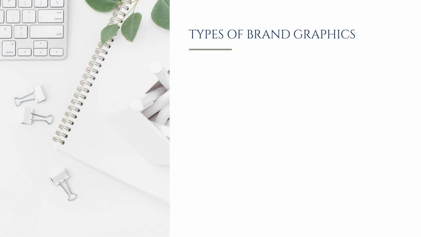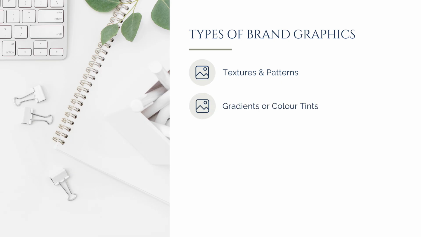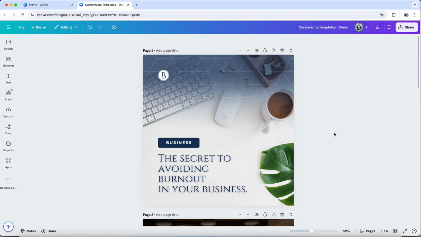You can do the same thing by incorporating elements like subtle textures or patterns to add depth to backgrounds, gradients or color tints that align with your brand palette and create a cohesive aesthetic, or brand-specific design components such as icons, borders, or other graphic elements that appear consistently across your designs. These small but intentional customizations help transform a generic template into a design that looks like it was made just for your brand, ensuring that even if someone else starts with the same template, your version will feel uniquely yours.